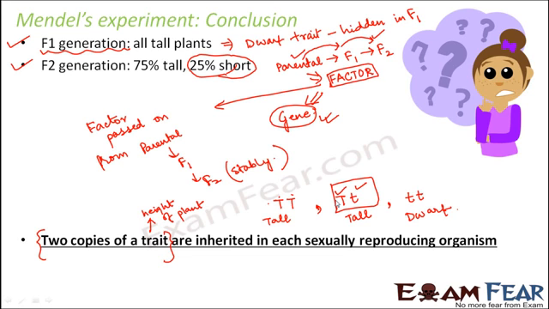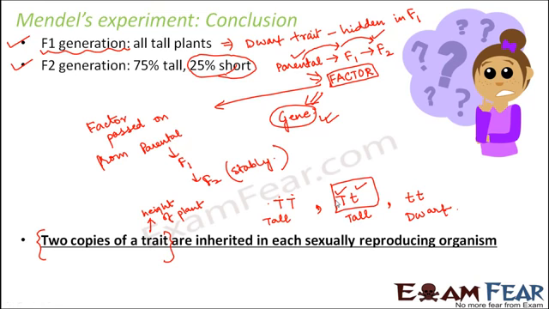One copy will come from the mother, the other copy from the father. That is going to be universal in all sexually reproducing organisms. Which trait will express depends upon the dominance of the trait. Whichever trait is dominant will get expressed and the other trait will remain hidden.